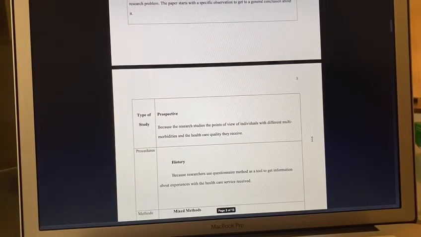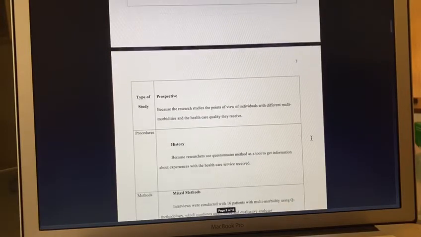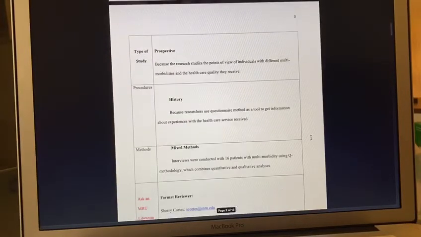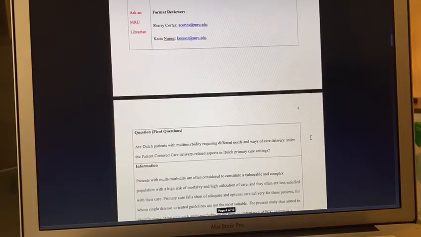Now, the PICOT question. Do patients with multimorbidity require different needs and ways of care delivered under the patient-centered care delivery related aspects in the Dutch primary care setting?